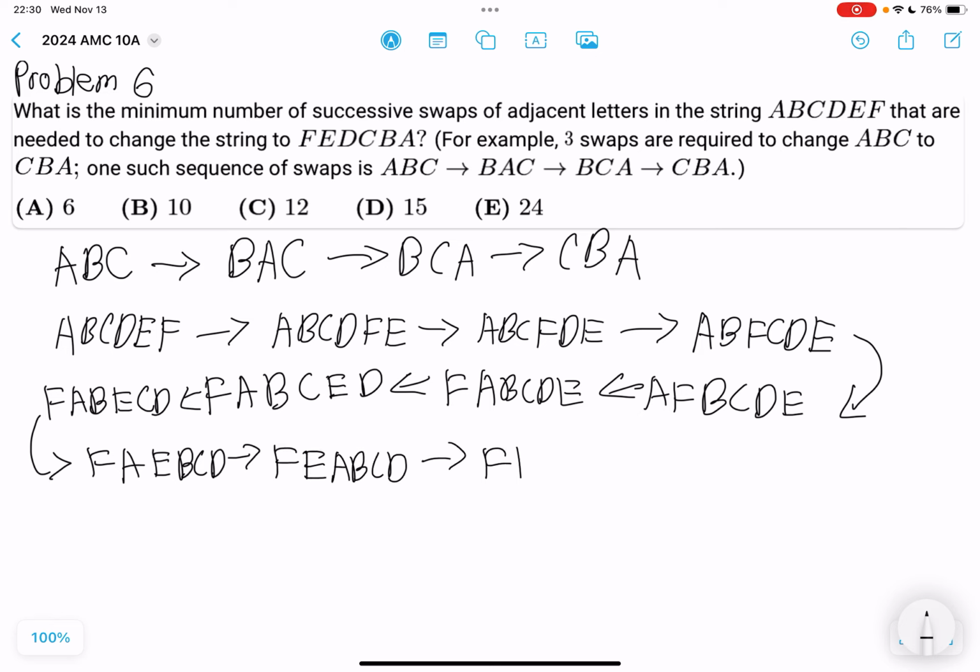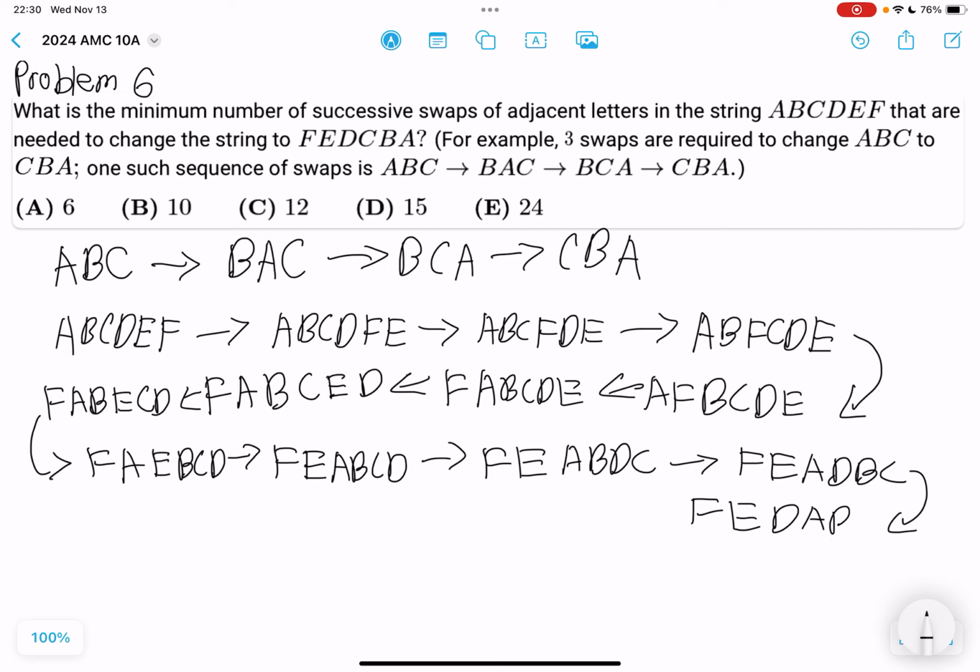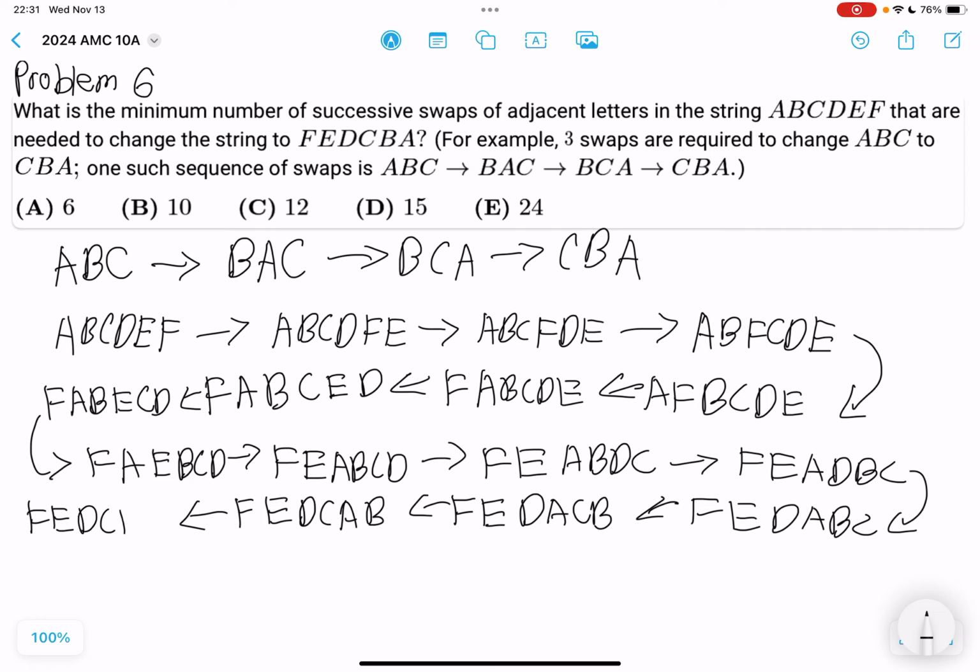Continuing, you have F, E, A, B, D, C, then F, E, A, D, B, C, then F, E, D, A, B, C. We're almost there. And then we can have F, E, D, A, C, B, then F, E, D, C, A, B. Now we just swap A and B. F, E, D, C, B, A.